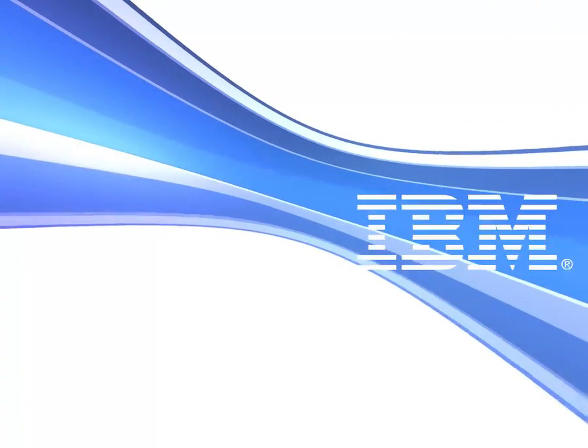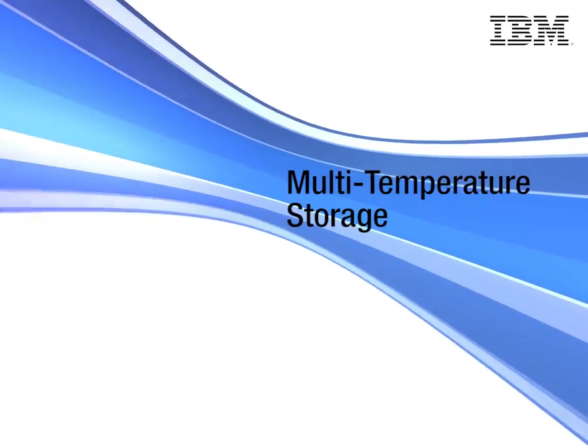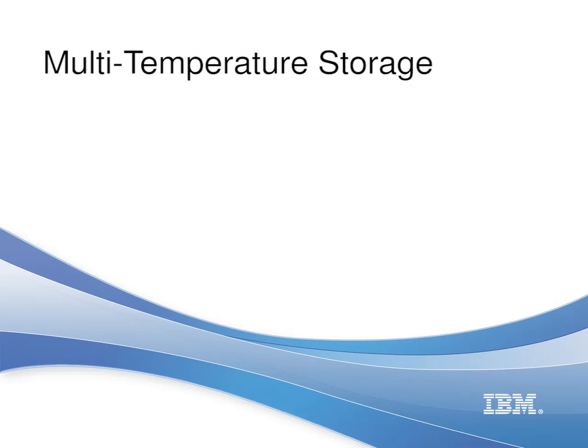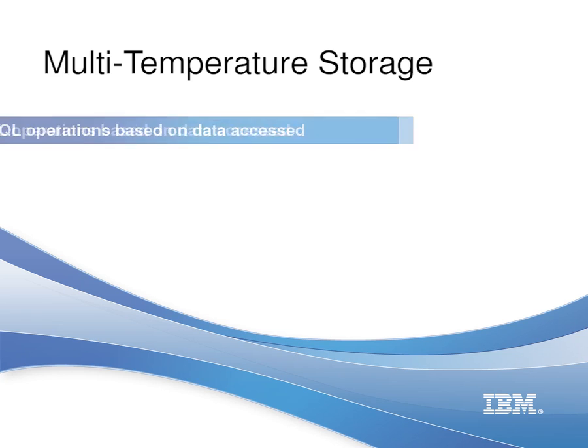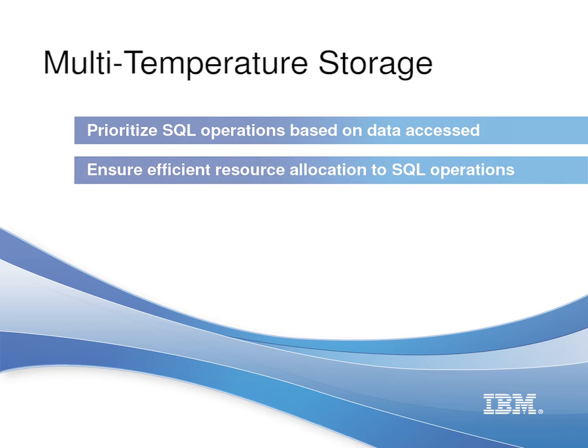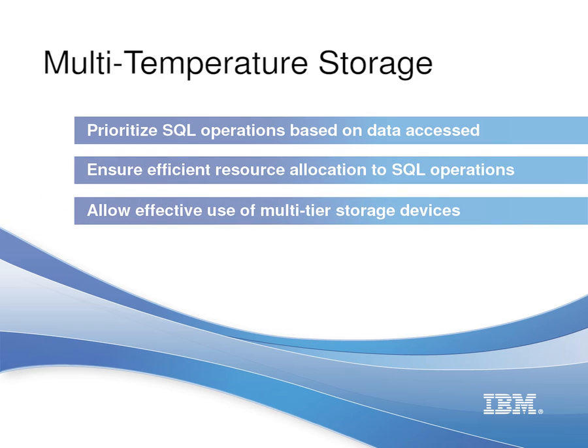The quantity of data that is stored in a data warehouse environment is growing at an unprecedented rate. However, not all of the data in a data warehouse is equally valuable to an organization. In general, the most recent data in a warehouse is much more likely to be accessed or updated than older data. By using the multi-temperature database storage feature in DB2 10.1, you can prioritize queries based on data accessed, ensure efficient resource allocation to the queries, and allow effective use of multiple tiers of storage devices.